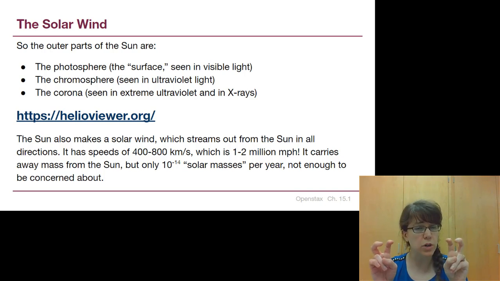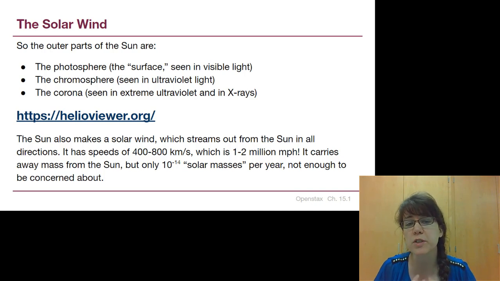Okay, so the outer parts of the sun are the photosphere. It's what we call the surface, but remember, it's not a solid surface. If we're looking in visible light, that's what we're going to see. We're going to see the photosphere. If we're looking at the chromosphere, that means we're looking at particular wavelengths that are associated with its temperature. That tends to be sort of near ultraviolet. And then the corona is seen in extreme ultraviolet, the highest wavelengths that still are part of ultraviolet, and in the X-rays because of those very high temperatures.